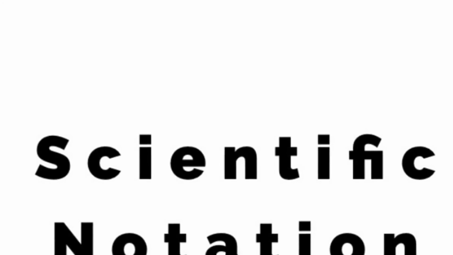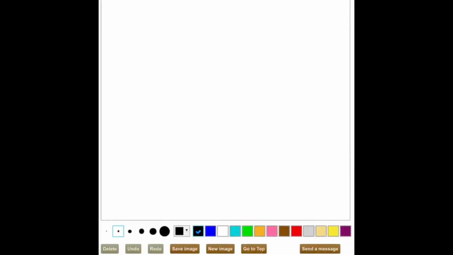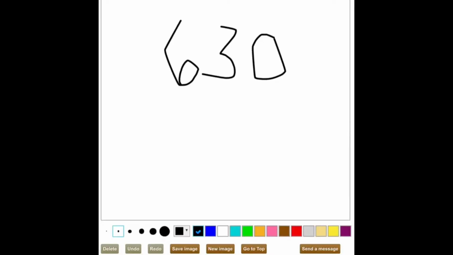Scientific notation is a method of writing or displaying numbers in terms of a decimal number between 1 and 10, multiplied by a power of 10. So an example is 630, which would be rewritten as 6.3 times 10 to the second power.